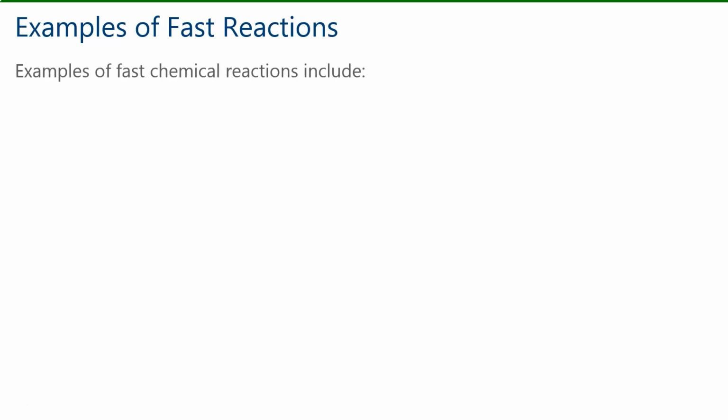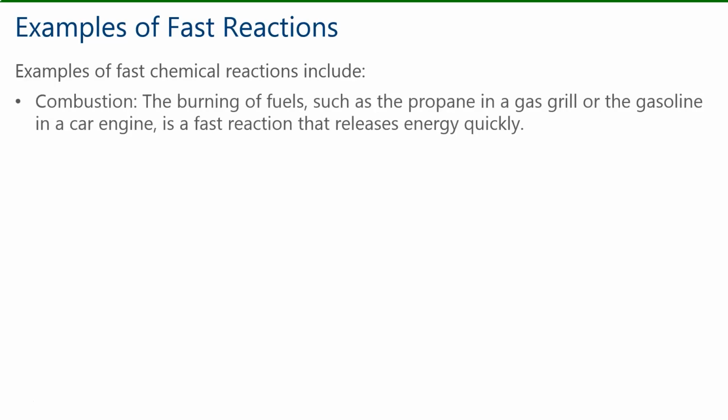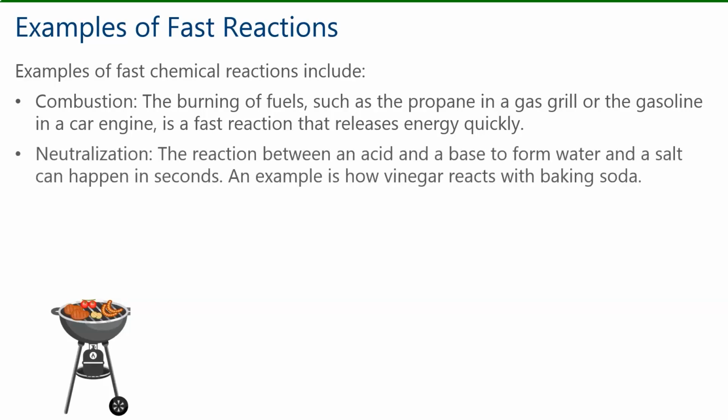Now let's look at some examples of fast reactions. Examples of fast chemical reactions include combustion. The burning of fuels such as propane in a gas grill, or the gasoline in a car engine, is a fast reaction that releases energy quickly. Neutralization is another example of a fast reaction. The reaction between an acid and a base to form water and a salt can happen in seconds.